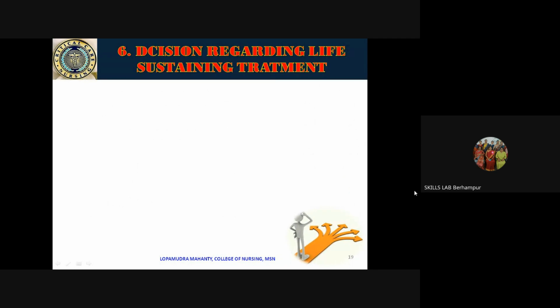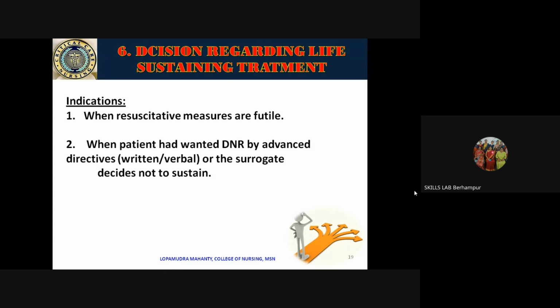Then next is decision regarding life sustaining treatment. First is indication. What are the indications? When resuscitative measures are futile, meaning if the patient is in a serious condition and is going to die, at that time we would resuscitate the chest and heart. At that time the patient's decision will be taken, whether the life sustaining treatment is to be continued or not.